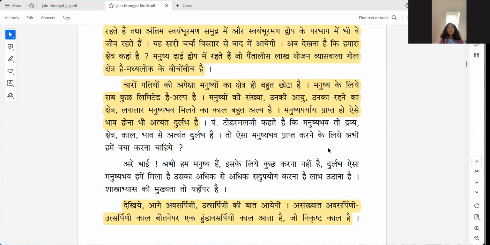Because they live in all three loks, and they're in air, water, and land also counts. Very good. That's a very impressive answer. Because we said right at the beginning that animals include the one-sense beings. So animals include air, fire, water, vegetation, and earth. Five types of one-sense beings reside everywhere throughout the lok, so they occupy the most space.